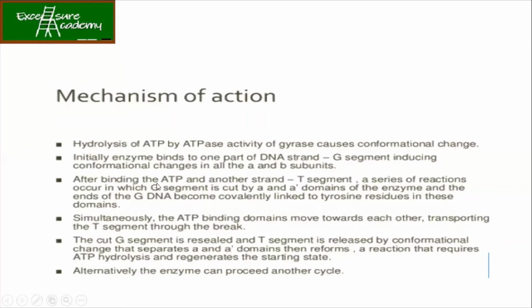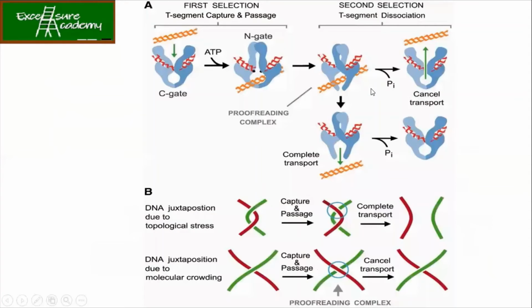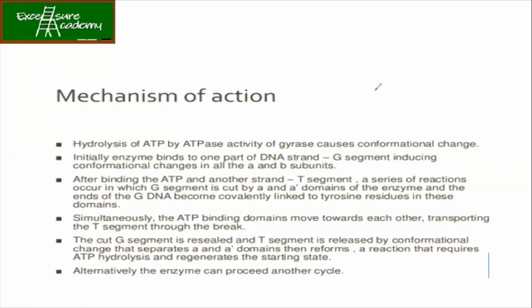Okay. After binding the ATP and the other strand, the T segment, so the G segment is done, the T segment is done. A series of reactions occur in which the G segment is cut by the A and A dash domains of the enzyme. So you have A dash and B dash subunits of topoisomerase 2. The strand you have to cut is called your G segment, and the strand you will only pass is your T segment. The ends of the G DNA become coordinated to the tyrosine residues. Simultaneously, the ATP binding domains move towards each other, transporting the T segment through the bridge.